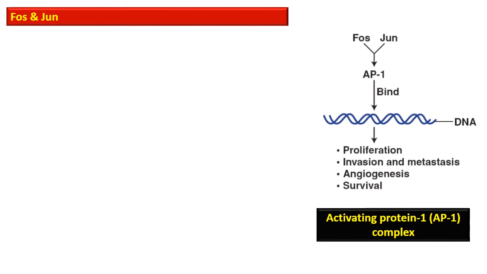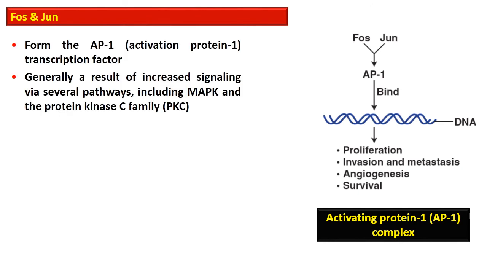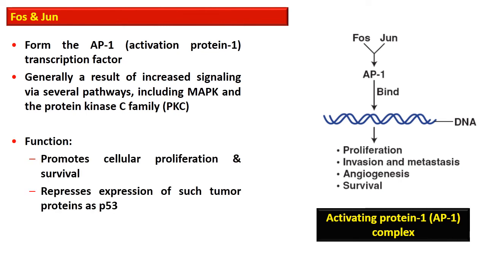The FOS and JUN transcription factors form the AP1 transcription factor complex, that is, activating protein 1 complex. It binds with the DNA and is responsible for various functions: it promotes cellular proliferation and survival, and also it represses expression of tumor suppressor proteins such as p53.